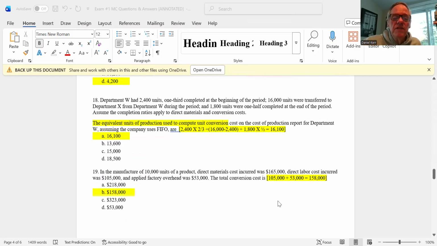19. In the manufacture of 10,000 units of a product, materials costs incurred were 165,000. Direct labor incurred was 105 and applied factory overhead was 53. Total conversion cost would be labor plus overhead. So 105 plus 53 gives you 158.